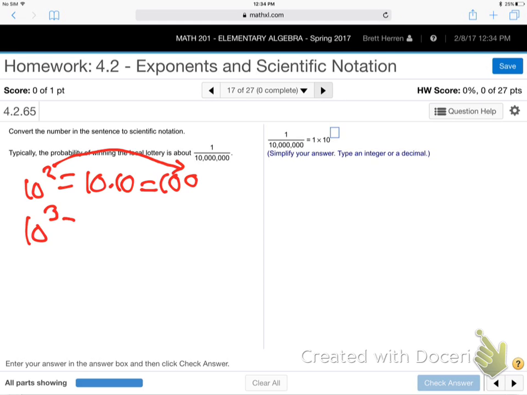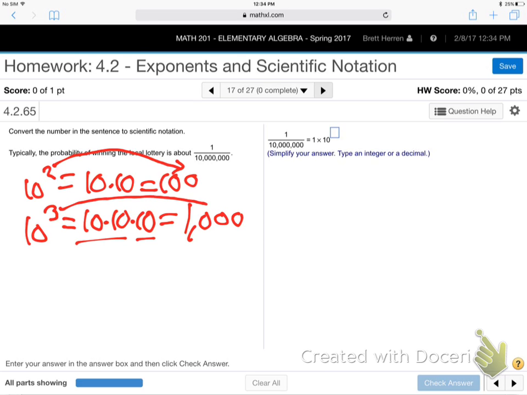So 10 to the third is 10 times 10 times 10. 10 times 10 is 100, times another 10 is 1,000. Notice the power tells you how many zeros. So the power on the 10 automatically tells you how many zeros, right? So when I look at how many zeros are here, 7. So this is 1 over 10 to the 7th, but I can't leave it that way.